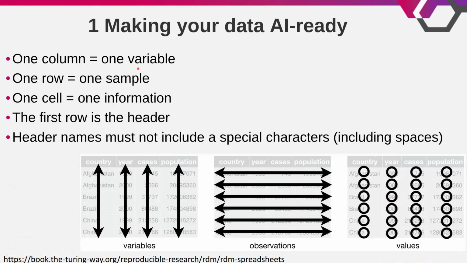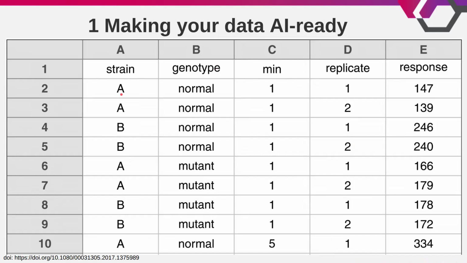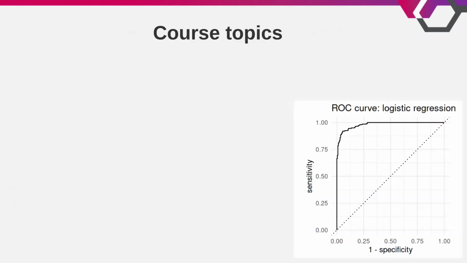One column is one variable, one row is one sample, one cell is one piece of information. The first row is the header, and the header names do not have special characters like spaces. An example of this is where the strain is A or B, the genotype is either normal or mutant, the minimum could be the minimum value that's observed, and then we've got the replicate column and the response column. That would be a good way of organizing the data. It's very simple and easy to read, and you'd have the data dictionary associated with it.